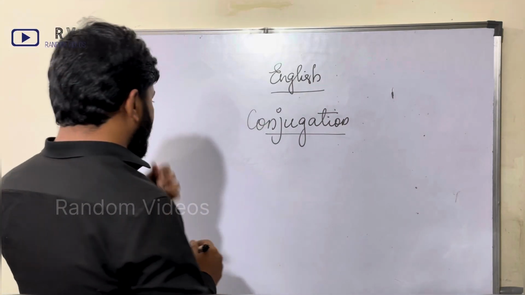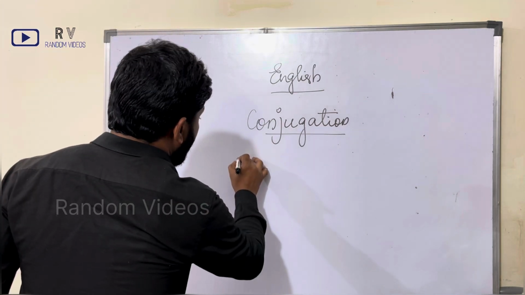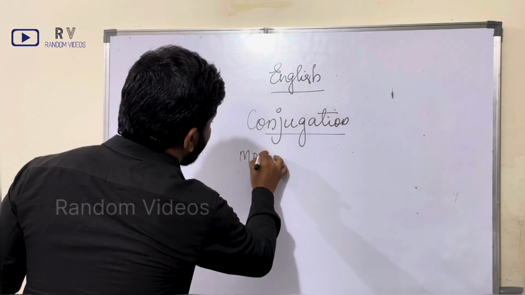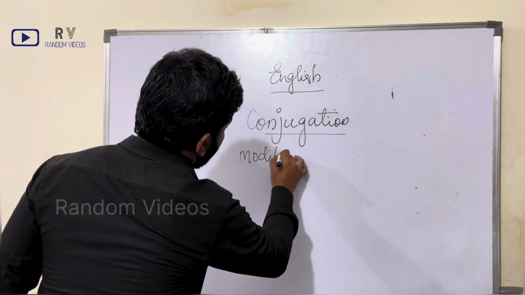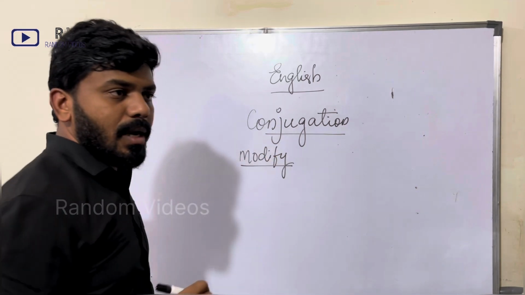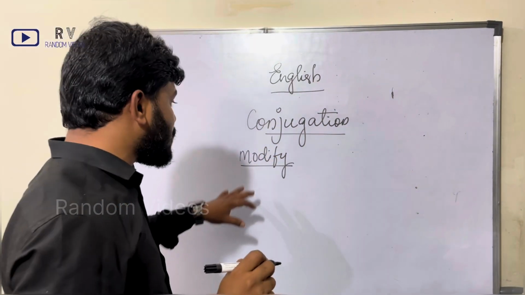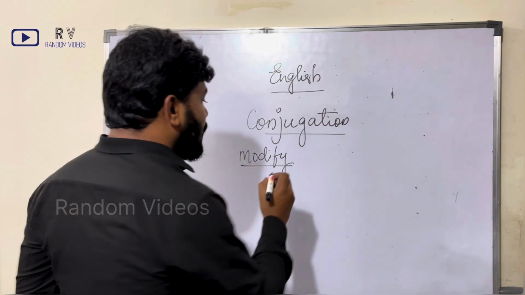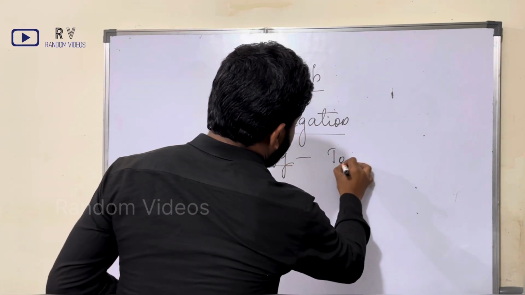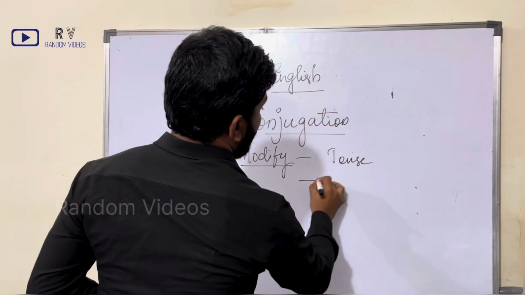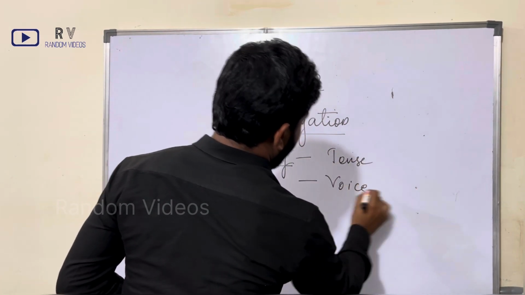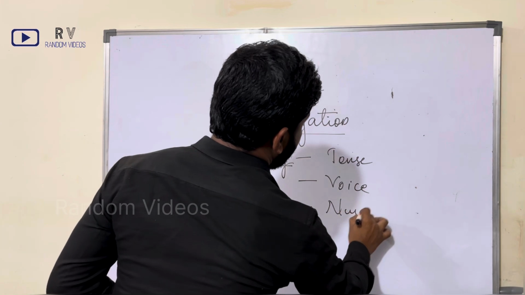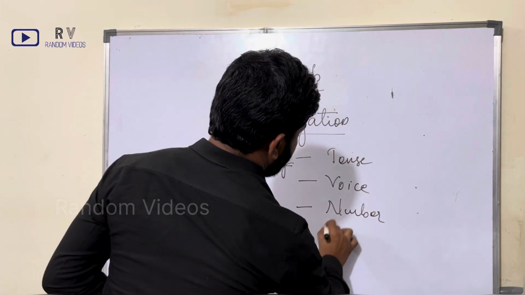Conjugation is a process of modifying the verb in order to indicate the tense, voice, number, and person.